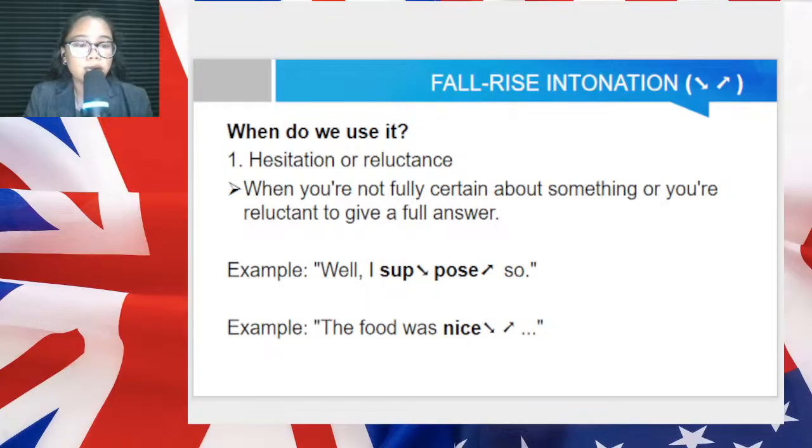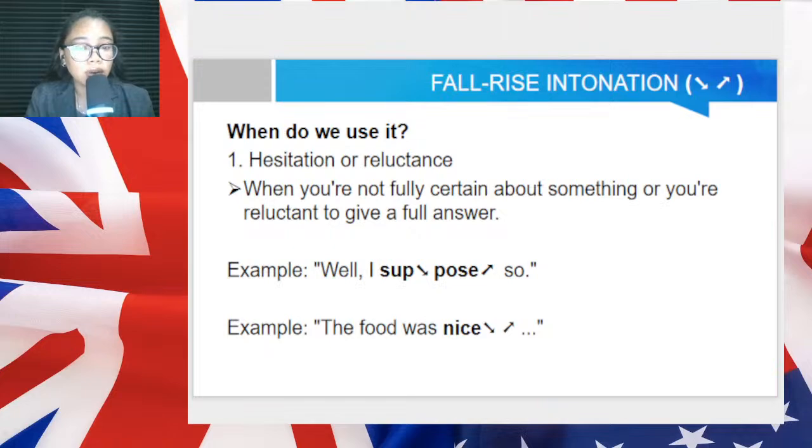Here, reluctance refers to an unwillingness to provide an unqualified, simple, or entirely complete response. This intonation pattern allows the speaker to give an answer while also simultaneously indicating that they are holding back, perhaps due to politeness, maybe an incomplete thought, or it could be a desire to avoid being overly direct or definitive. The dual movement of the pitch perfectly captures this internal conflict or qualification.